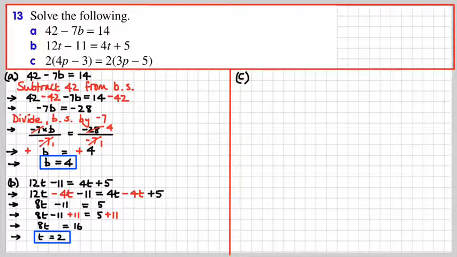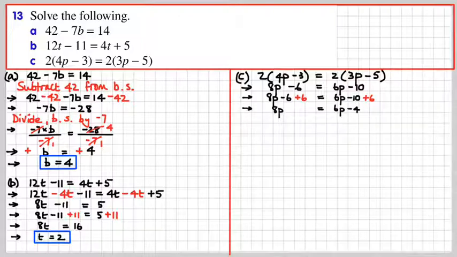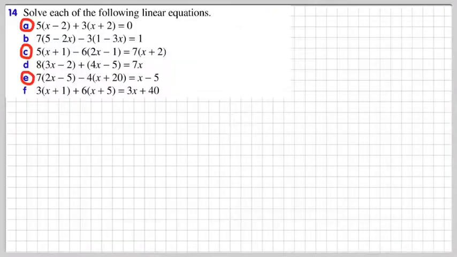We better multiply those brackets out, I think. That's the first thing we should do. And yes, now we've got to clean it all up and get the p's on one side and the numbers on the other side. So if we added 6 to both sides and clean that up, we'll get 8p equals 6p minus 4. Now we better probably subtract 6p from both sides, yes. And then we'll clean that up to get 2p equals minus 4, and then divide both sides by 2. P is minus 2. Excellent job. Alright, now you pause the video and have a shot at these, please, and come back.